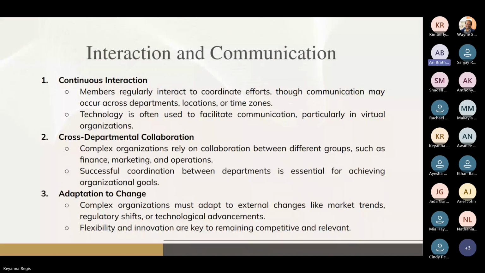Interaction and communication. Number one, continuous interaction. Members regularly interact to coordinate efforts through communication, though communication may occur across departments, locations, or time zones. Technology is often used to facilitate communication, particularly in virtual organizations. Number two, cross-departmental collaboration. Complex organizations rely on collaboration between different groups such as finance, marketing, and operations. Successful coordination between departments is essential for achieving organizational goals.